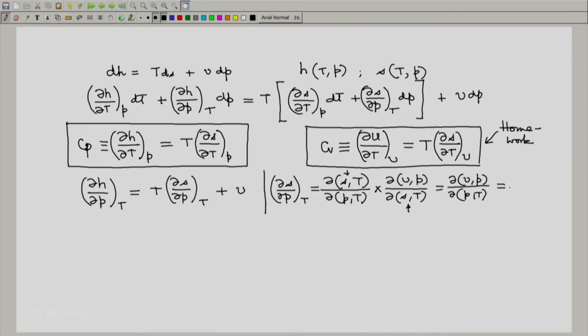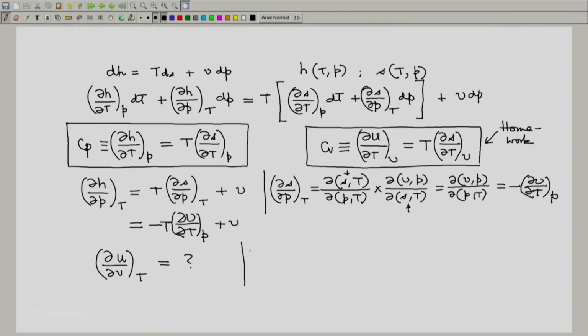So this equals negative of partial of V with respect to T at constant P, and hence partial of H with respect to P at constant T turns out to be equal to minus T partial of V with respect to T at constant P plus V. I will leave it to you to obtain a similar form for this partial of U with respect to V at constant T.